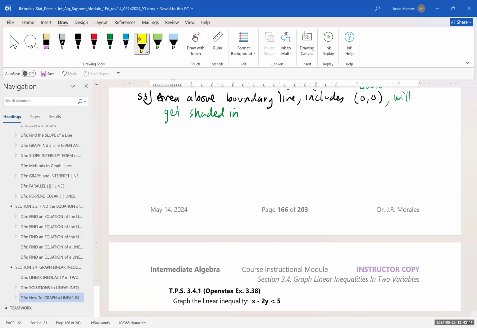Okay, so let's look at this think, pair, share that's modeled off the previous example and the steps for graphing an inequality in two variables. So this is the inequality.